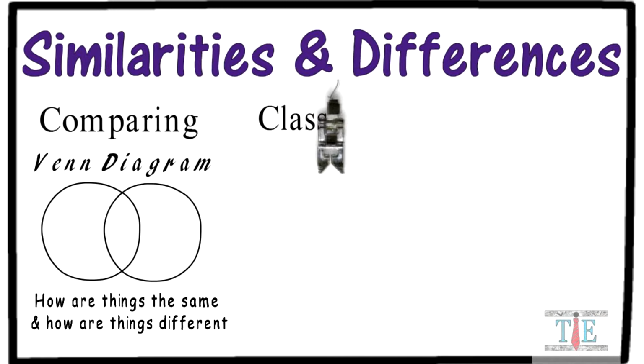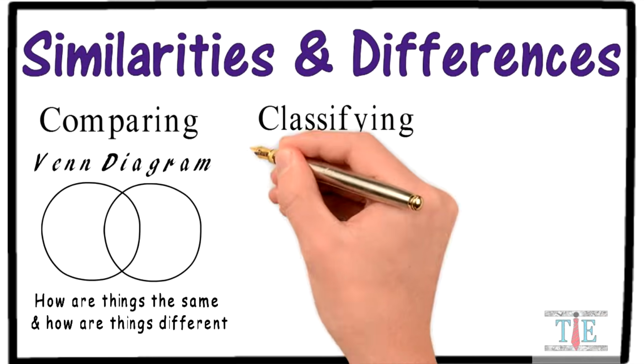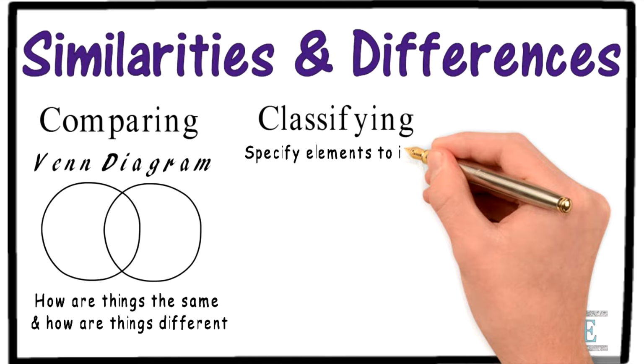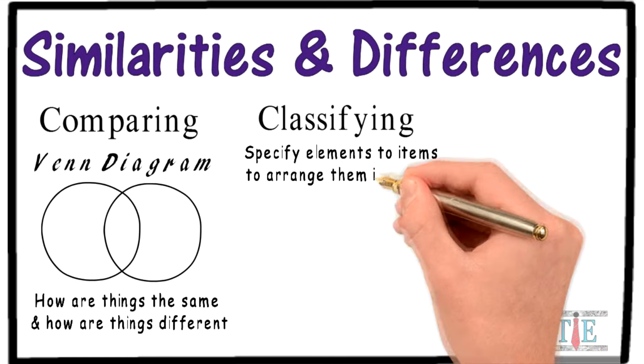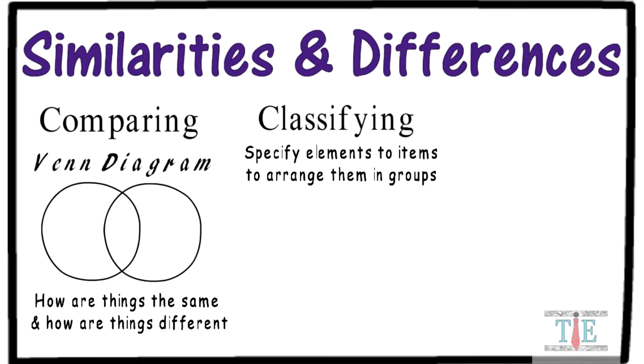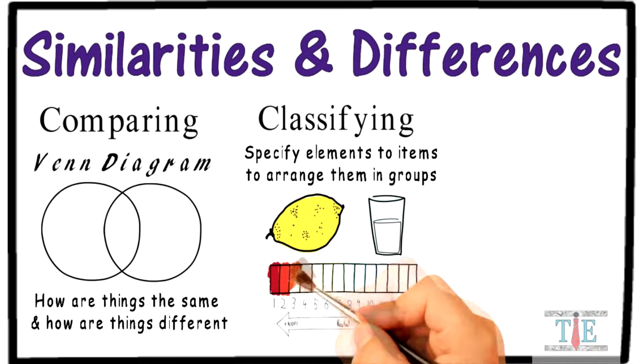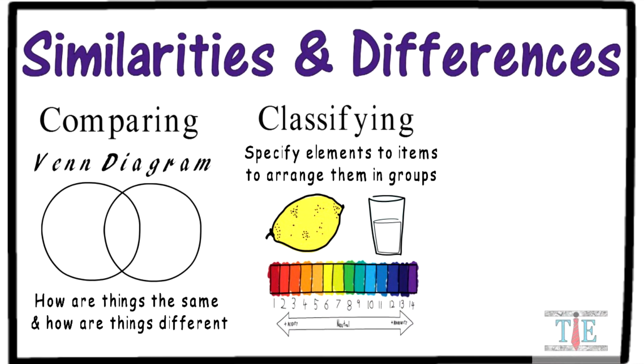Another example of similarities and differences is classifying. Classifying can be seen when students specify elements to items to arrange them in groups. A classifying lesson example would be where students are given a list of food items, then they must categorize those items as either an acid or a base.